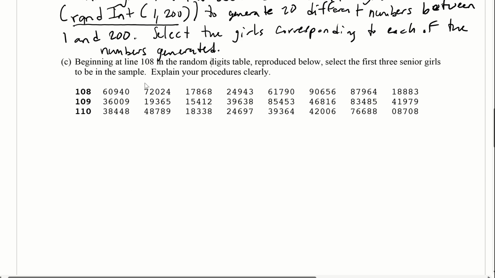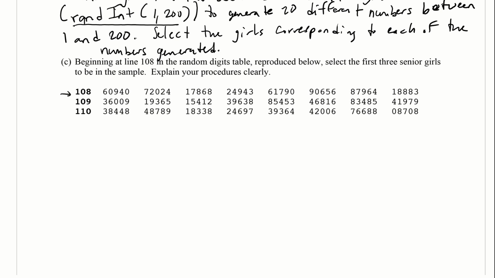All right, part C. Beginning at line 108 in the random digits table, reproduced below, select the first 3 senior girls to be in the sample. Explain your procedures clearly. Okay, so first off, let's explain the procedure. It says beginning at line 108, so we have to begin there. First things first, we want to select from 1 to 200, so we're looking at 3-digit numbers, right?